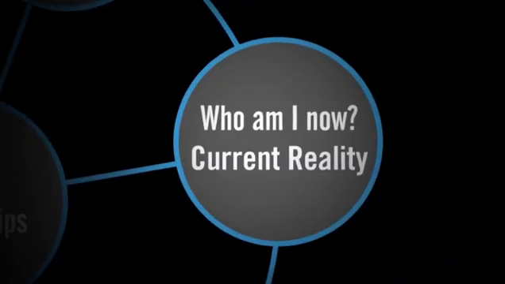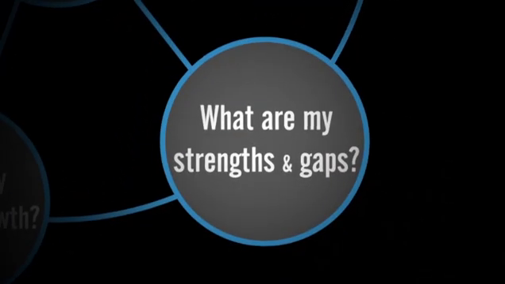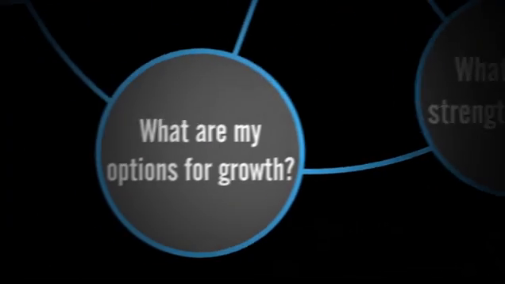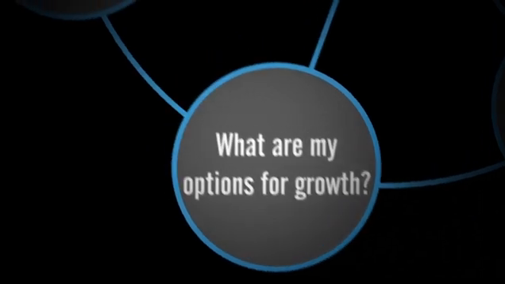Those all look at and talk about current reality. Who am I and what do I want to be? And then you look at, okay, what are the strengths and gaps? So what are the things that I bring to the table, and when I look at who I want to be, what are the gaps that are preventing me from being that? Then you come across the bottom and look at, what are my options for growth? Consider all the different options that you have to grow and become who you want to be. And then you decide what action I'm going to take.